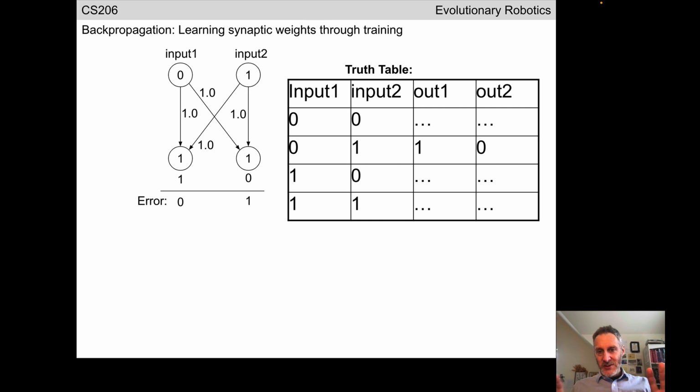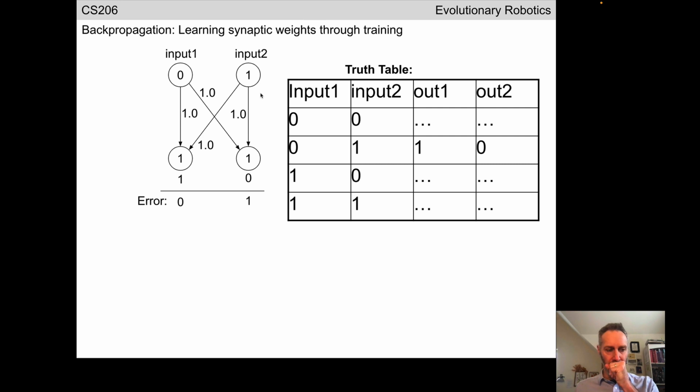As I mentioned, there's a difference between evolutionary algorithms and learning algorithms. In learning algorithms, we assume that we know what the output neuron values should be. In the case of our robots, we don't know. But if we do know, there's a very, very famous algorithm in machine learning known as the backpropagation of error. And it works as follows.